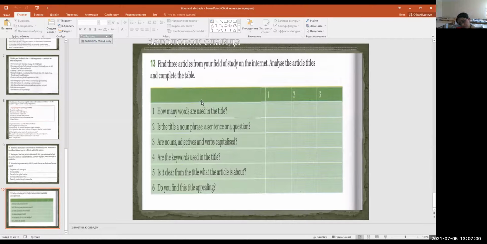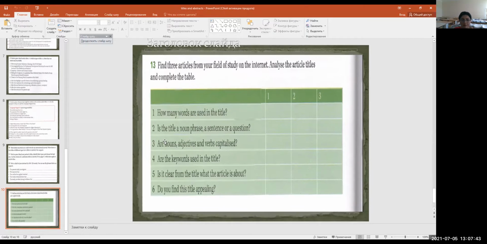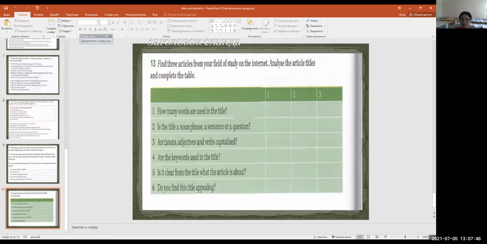So, the next task for you is finding 3 articles from your field of study on the internet and analyzing the article titles and completing the table. While analyzing the titles of your articles, you should answer the following questions. How many words are used in the title, first of all? Is the title a noun phrase, a sentence, or a question? Are nouns, adjectives, and verbs capitalized? Are the keywords used in the title? Is it clear from the title what the article is about? Do you find the title appealing? So you will do these tasks, and in the next lesson, we will check your home task.